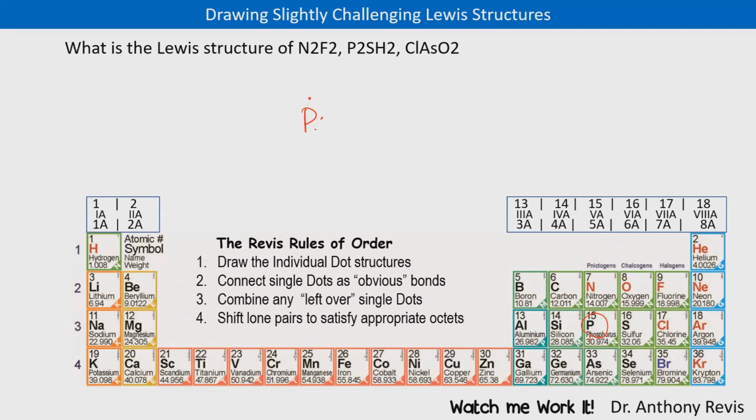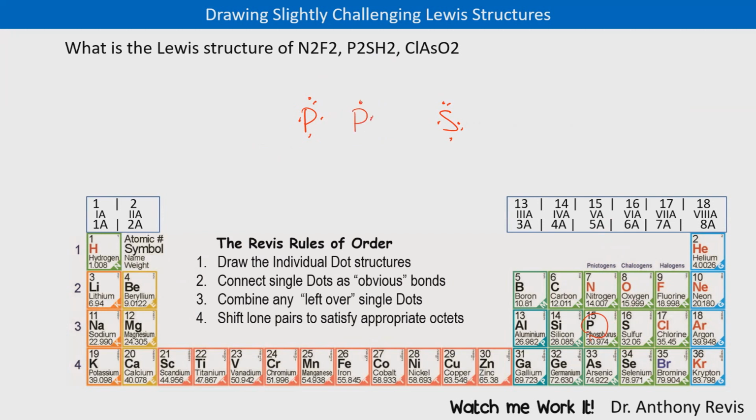P, 1, 2, 3, 4, 5. There are 3 individual opportunities to bond. If I draw sulfur, I have 1, 2, 3, 4, 5, 6, only 2. So I surmise that this is going to be my central atom. So I'm going to draw it. So I'm going to go ahead and draw that twice.